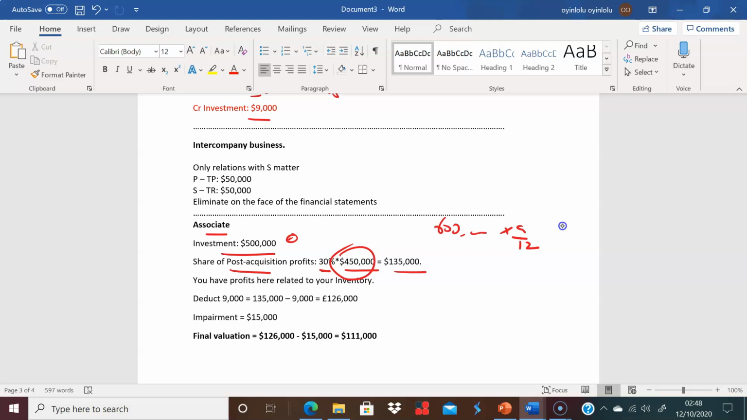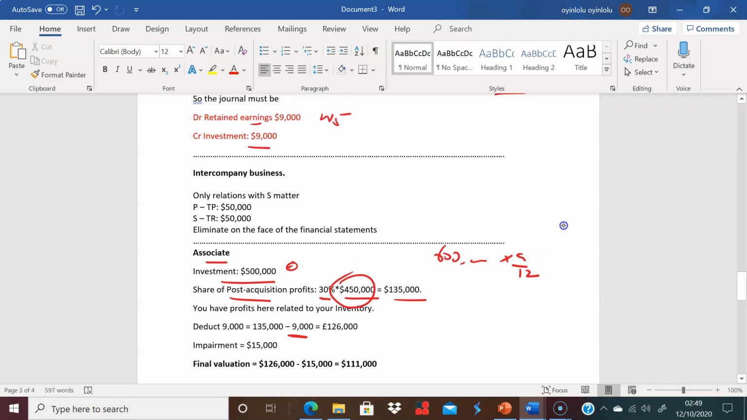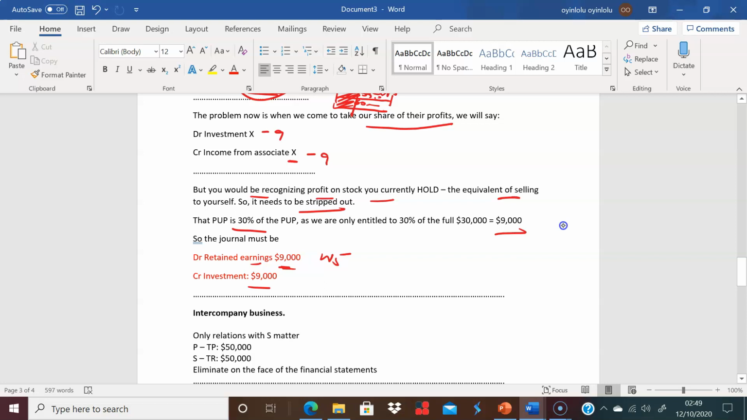So, like we said, that's that. But then in this thing that you've recorded, we have to strip out that 9 grand because it relates to inventory that we currently hold. So that's the 9 grand. Like you see me doing here, I need to strip that out of those profits, and I do that via the retained earnings. This is the journal here. This is the journal that you see me doing. Right, that's the journal. I'm stripping it out.